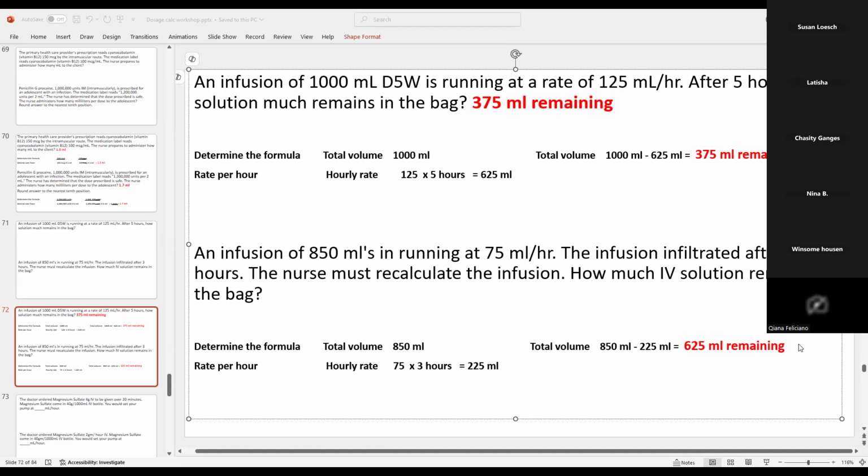So I'm gonna times the 125 because we know that's the rate by 5. Correct. Okay. All right. And that tells you how much has infused. Now, what if it says how much is left in the bag? Then we subtract. Right, you're going to subtract whatever you just got there from the bag, which was 1,000.